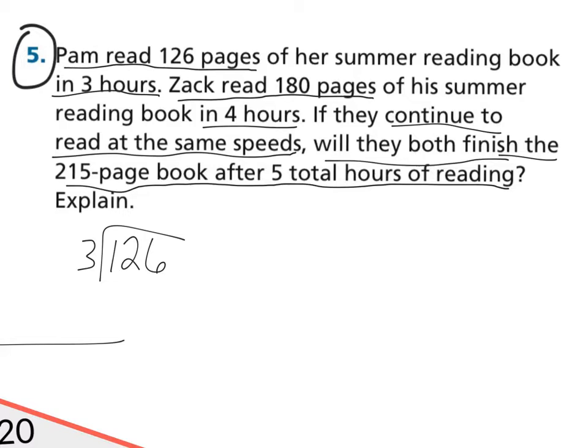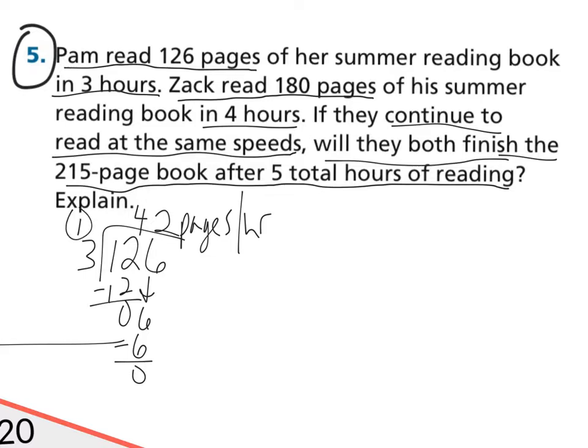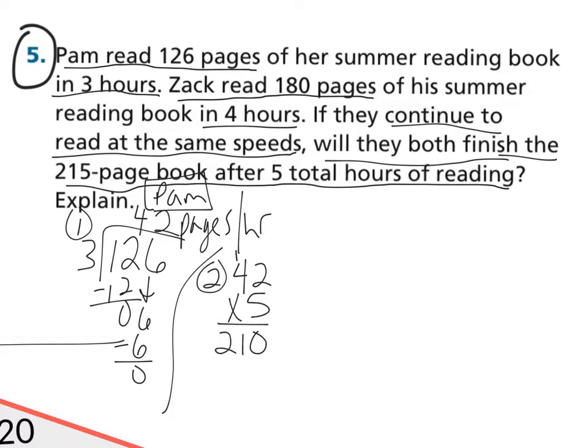So pages per hour, take the pages divided by the hours. So 126 divided by 3 would be 42. So 42 pages per hour. Okay, this is for Pam. 42 pages per hour. And so we're going to see in 5 hours how much she would be able to read. 210 pages. Not quite enough. So she'd fall 5 pages short, technically, in the 5 hours here.